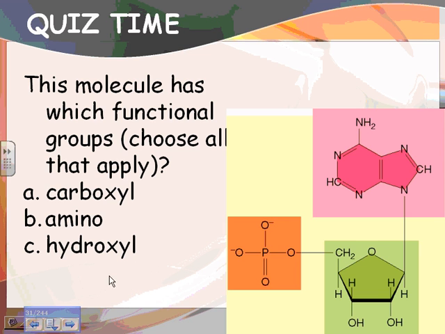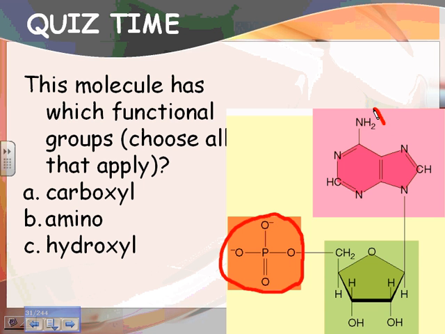This molecule has which functional groups? We haven't talked about the phosphate group. This is actually a really important group, and this is found in DNA, and it gives the DNA phosphorus as well. So that one's not on the list, but it is an important functional group.